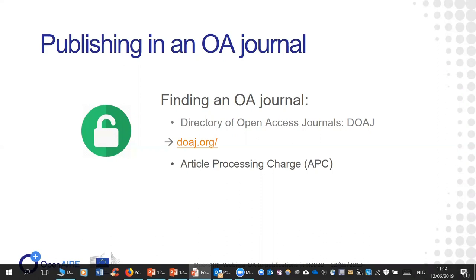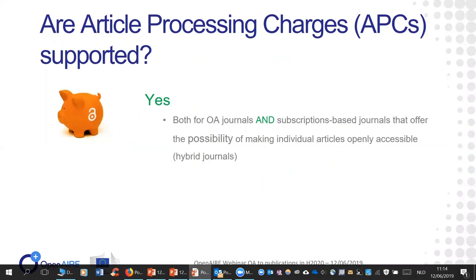It also gives information about these article processing charges. About these article processing charges, are they supported by your grant? Yes. So both open access journals and what we call hybrid journals, which are just subscription-based journals that offer the possibility of making an individual article open access, are possible to get the cost covered by your grant.